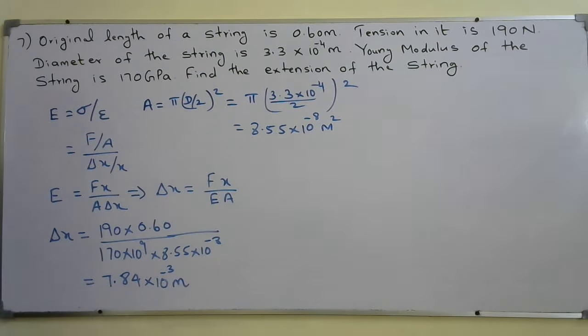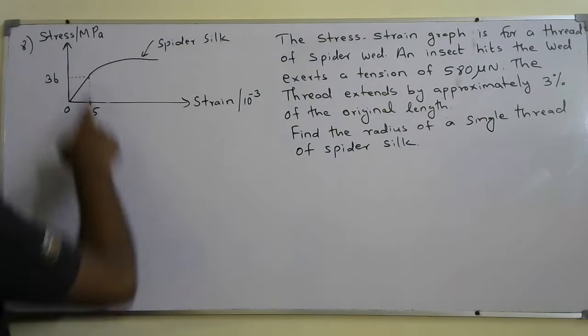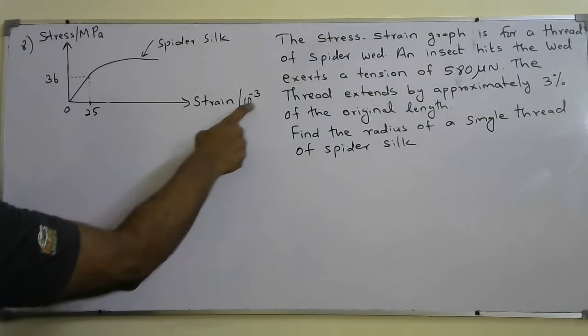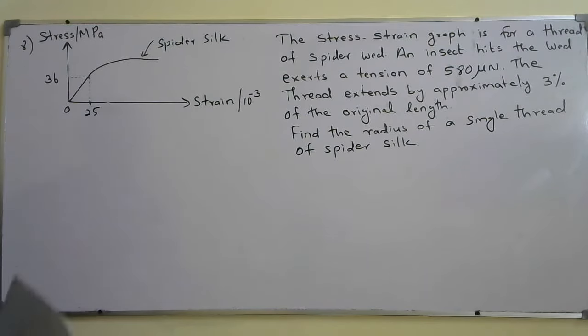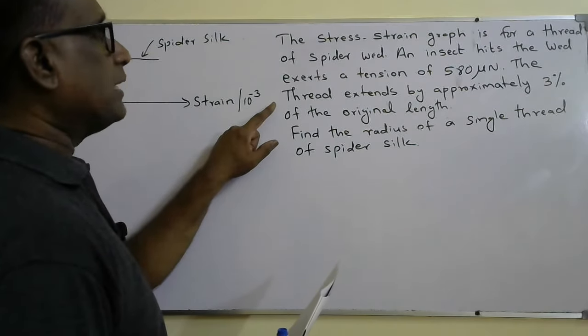Okay, so this is the stress strain graph. Stress is in megapascal, strain is 10 to the power minus 3. It's drawn for spider silk. The stress strain graph is for a thread of spider web. An insect hits the web, exerts a tension of 580 micronewton. The thread extends by approximately 3% of the original length. Find the radius of a single thread of spider silk.